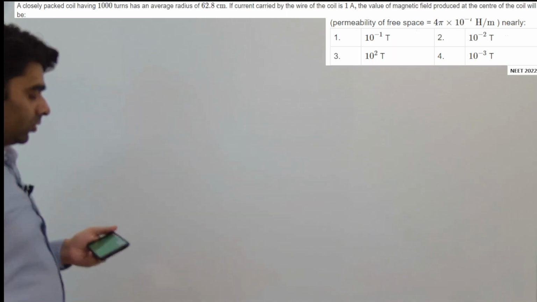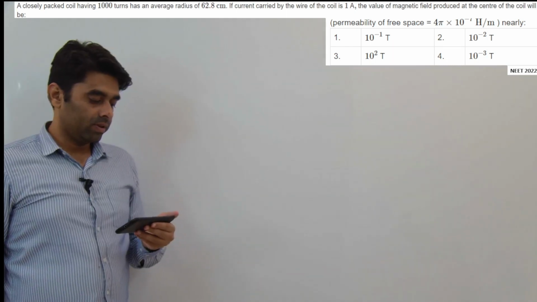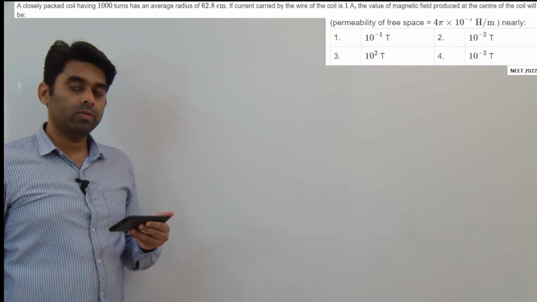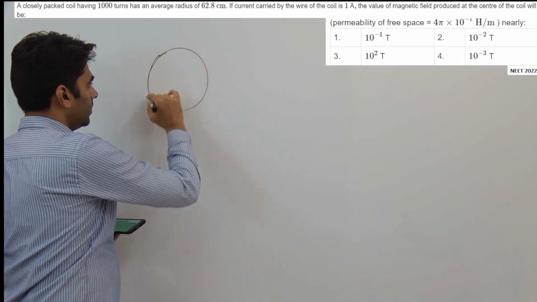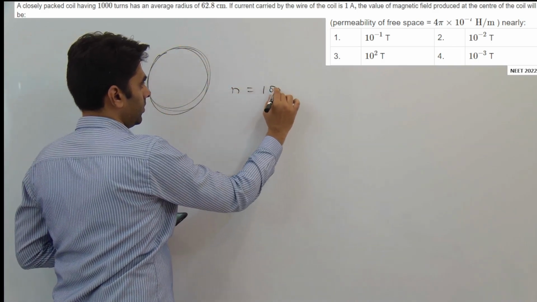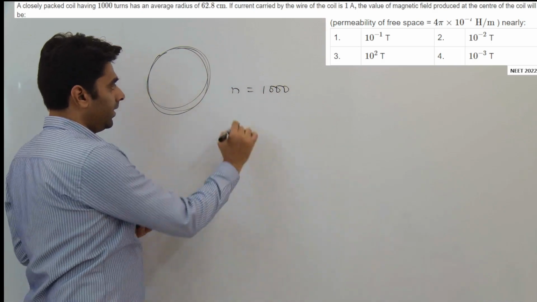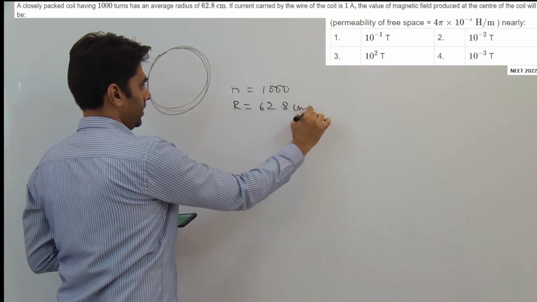So the question given to us is, a closely packed coil having 1000 turns has an average radius of 62.8 centimeter. So a coil is there. Now how many turns are there? N is 1000 turns, and the radius is given to us as 62.8 centimeter.